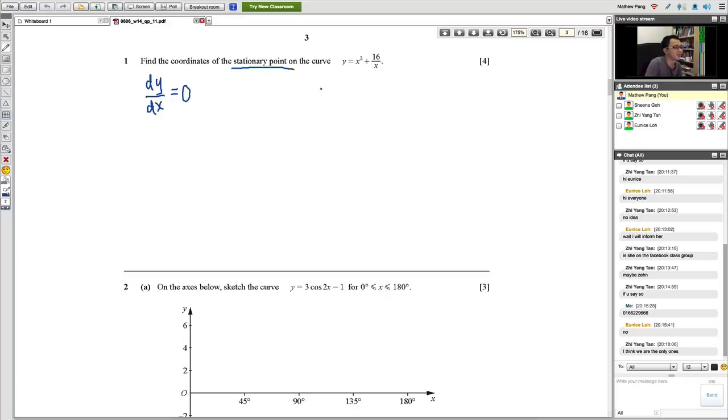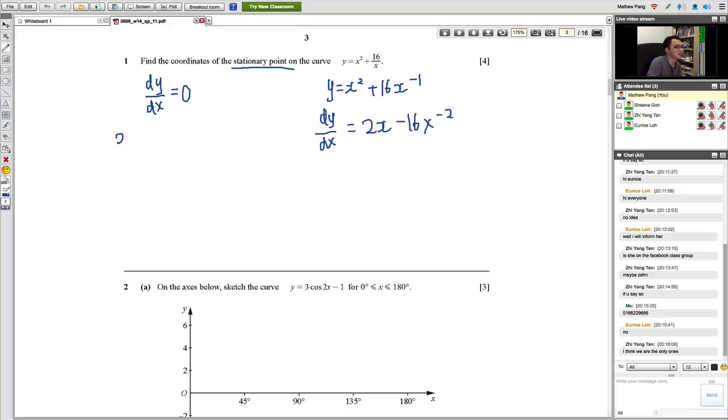So before we start to differentiate, change everything into indices. So x squared plus 16x to the power of negative 1. So I will differentiate this. I will just get 2x, negative 1 moves in front, minus 16x to the power of negative 2. Okay, minus 1 again, minus 2. So your dy/dx will equal 0.